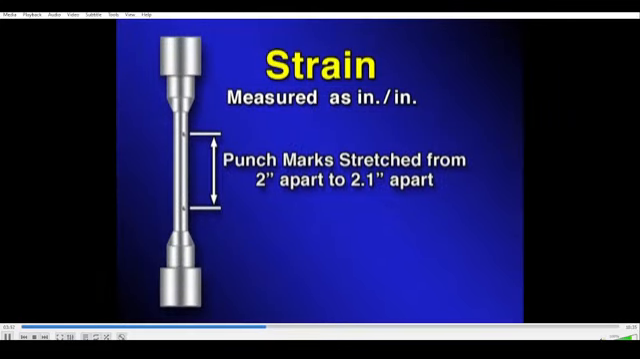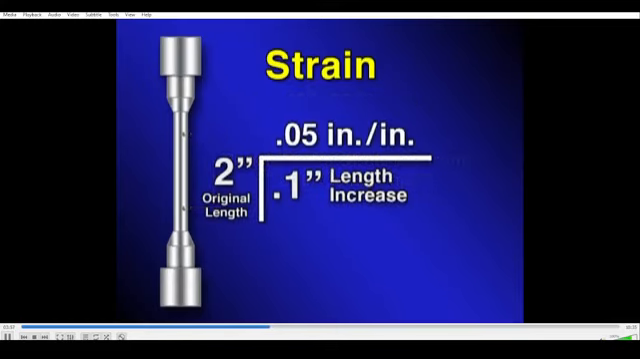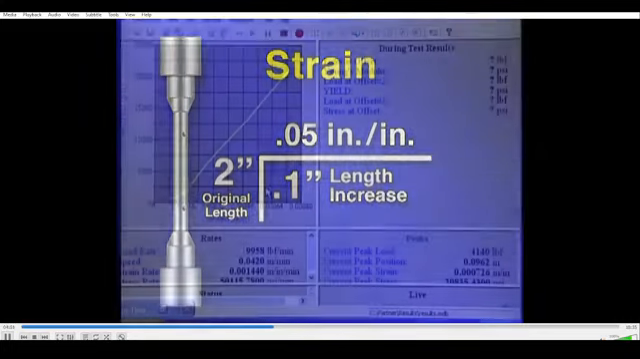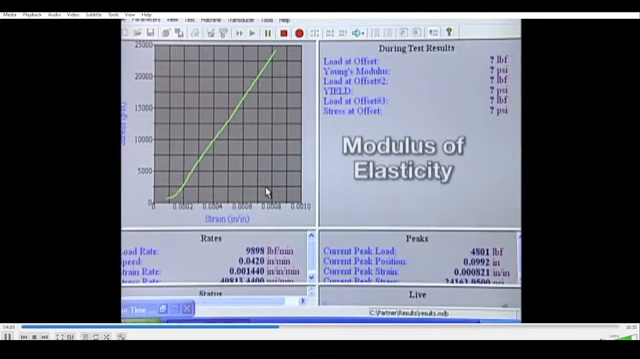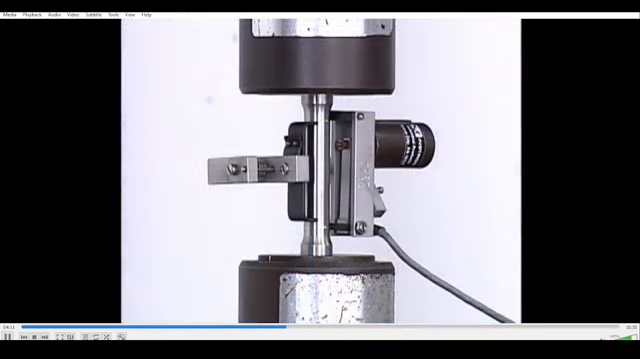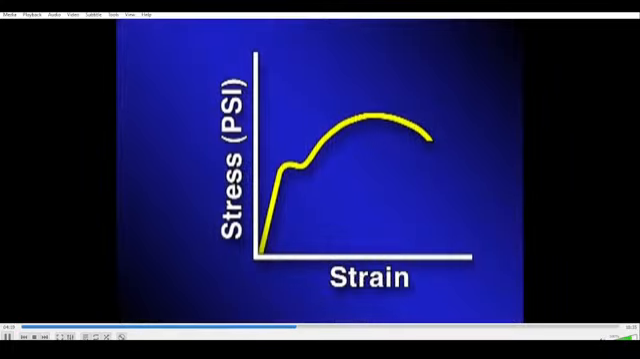The units for measuring strain are inch per inch, which is the amount of increase in length per inch of gauge length. The tensile equipment is designed to plot the stress in relation to the strain. The slope of this line is the metal's modulus of elasticity. The gauge attached to the specimen detects the elongation, which is then used by the equipment to plot the strain. The resulting curve is called a stress-strain curve.